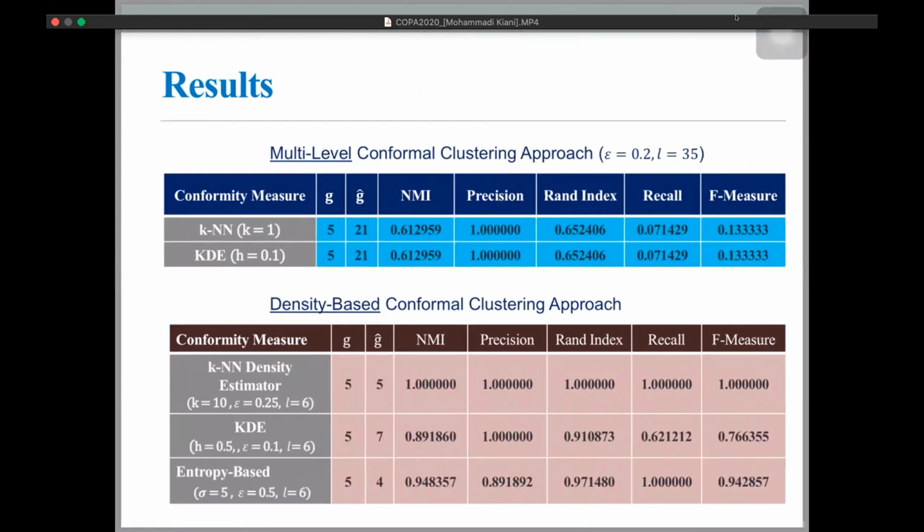The first table provides the result obtained by the method with kernel density estimator and nearest neighbor. The first column G gives the true number of clusters. The second column G hat gives the estimated number of clusters. As shown, the conformal clustering algorithm didn't work well in clustering.